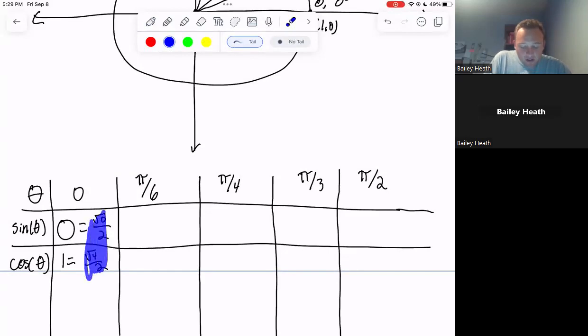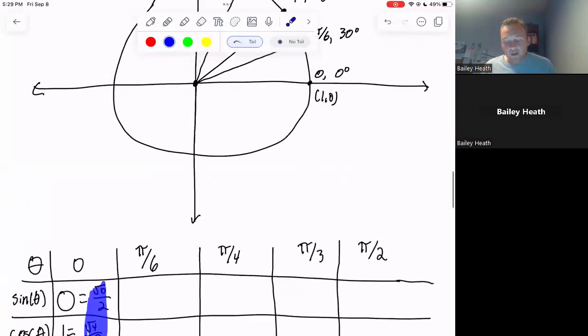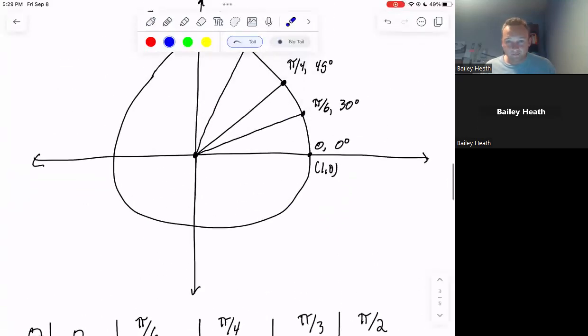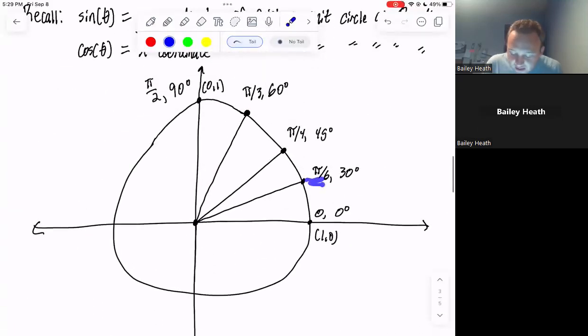For now, hopefully you are on board with the fact that sine of 0 is 0 and cosine of 0 is 1. Before we get to these intermediate angles, let's go ahead and jump up to the top and look at this point here when our angle is pi over 2, because I think this one will be a little bit easier than the others. In fact, it's quite similar to 0.